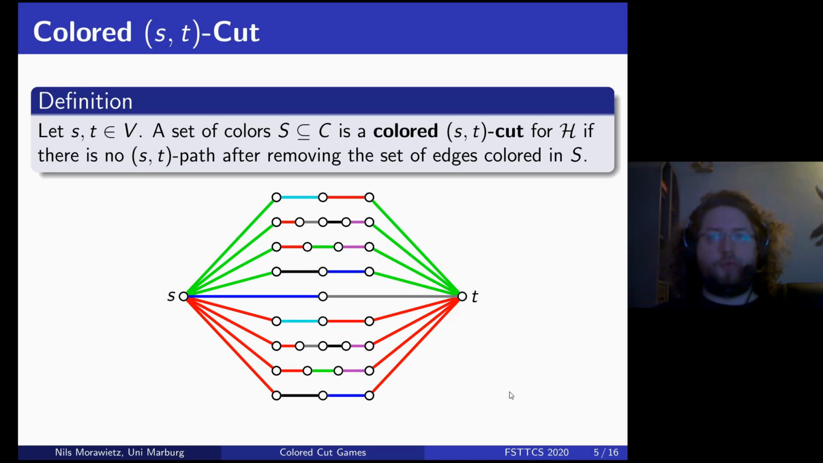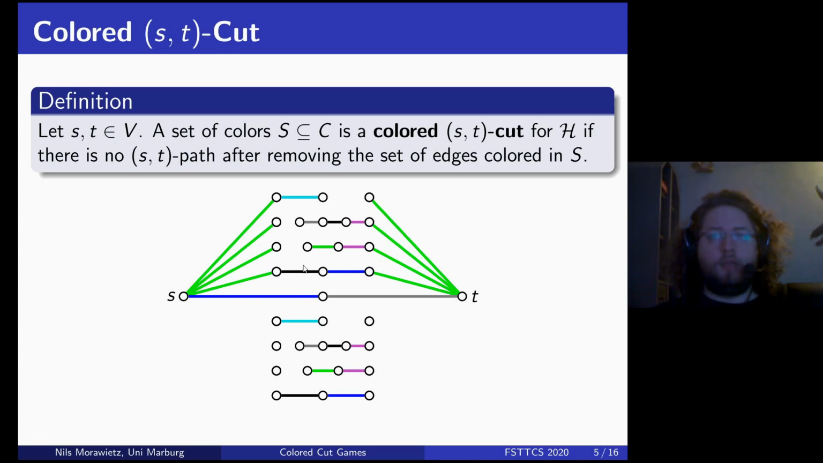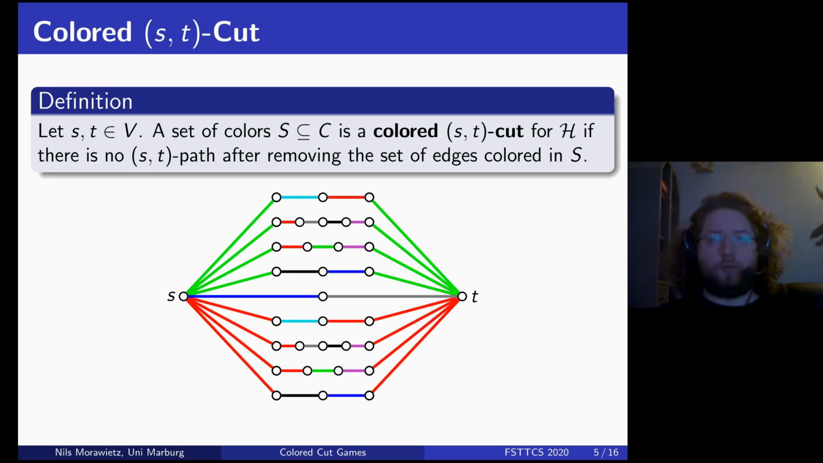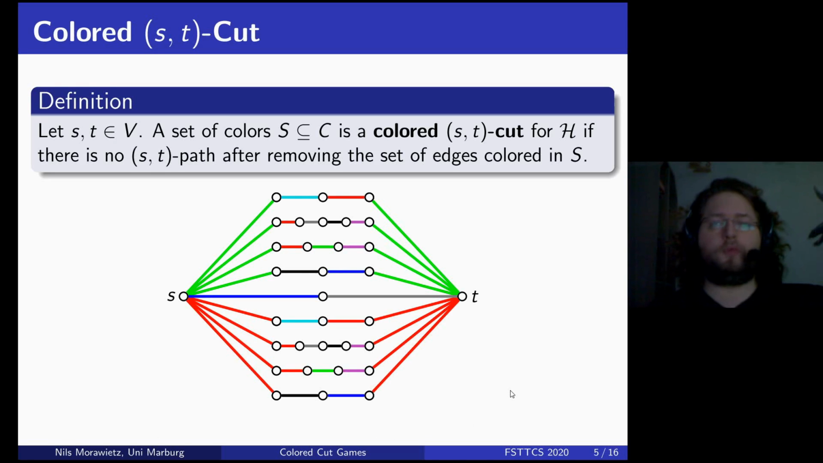So if we first of all remove red, we can see that there's still this green, black, blue, green, and this blue-gray path remaining. So we only have to cut these two paths, and we can just remove the color blue. So with two colors, red and blue, we obtained a colored ST cut in this network. As I mentioned before, a color set is a colored ST cut only if it contains at least one color for each of the ST paths.